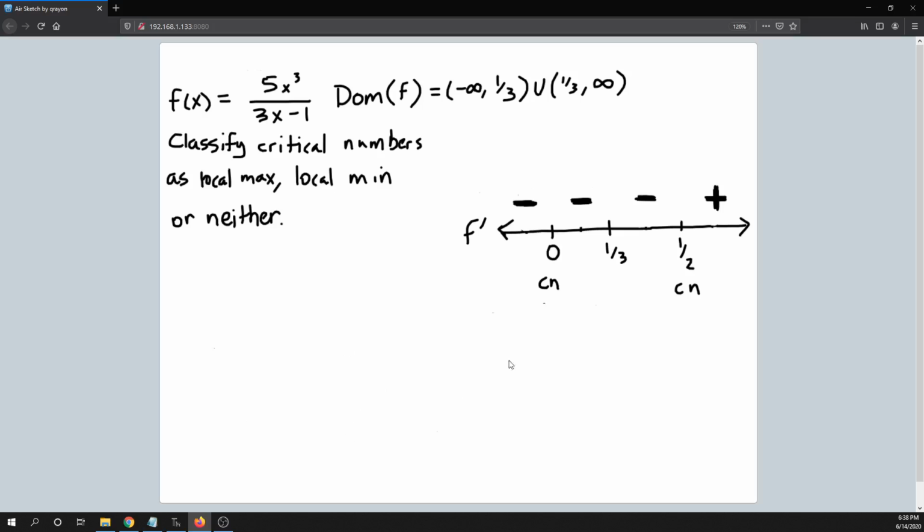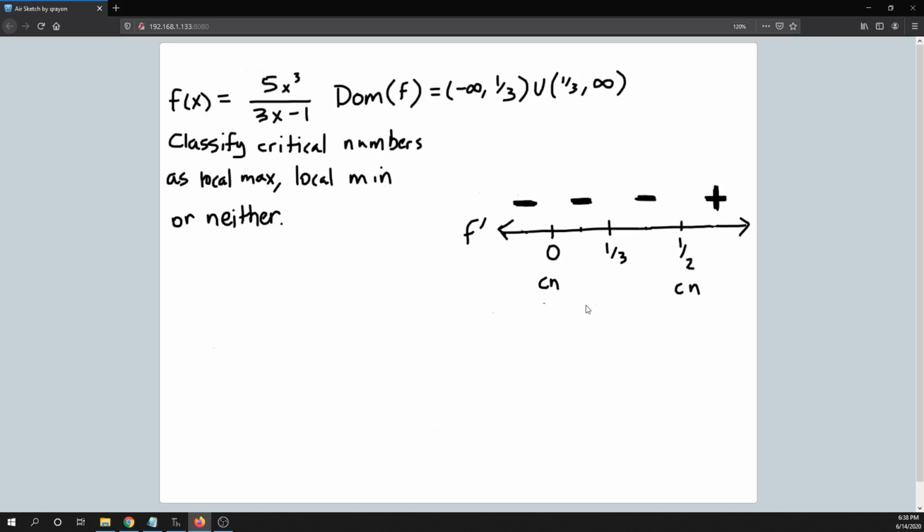In the process of developing this sign diagram, we had three possible critical numbers: 0, 1/3, and 1/2. Remember, the possible critical numbers have to be in the domain of the function f in order to be actual critical numbers. So 0 and 1/2 were in the domain of f, so we classified those as critical numbers. But 1/3 is not a critical number. It is not in the domain of f. So on this one, we don't even have to worry about 1/3. We're not going to classify that as anything because it's not even a critical number.